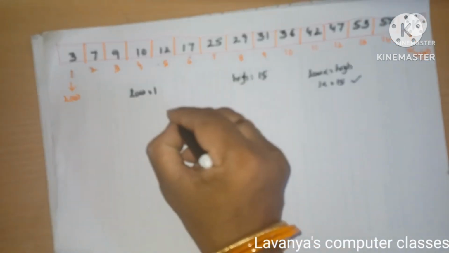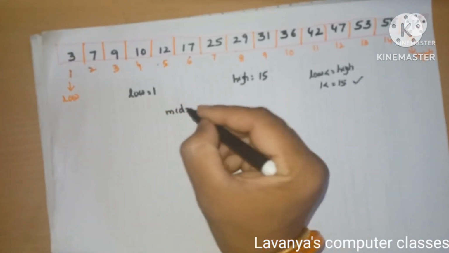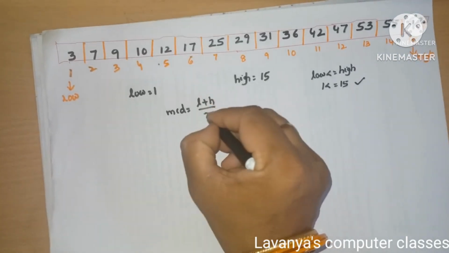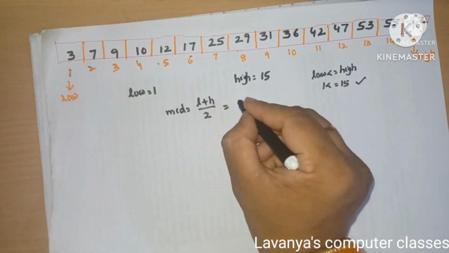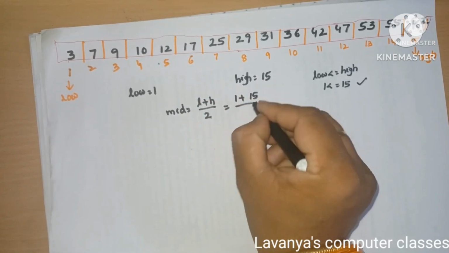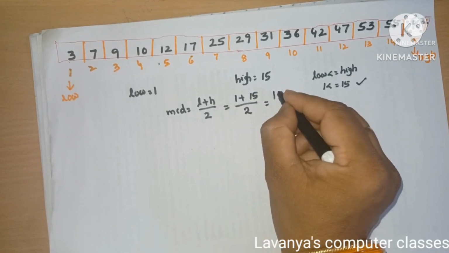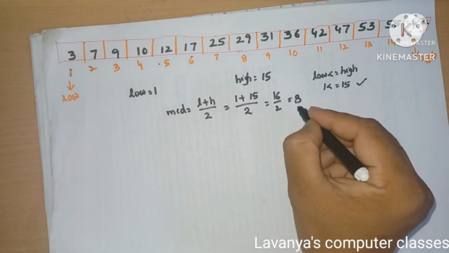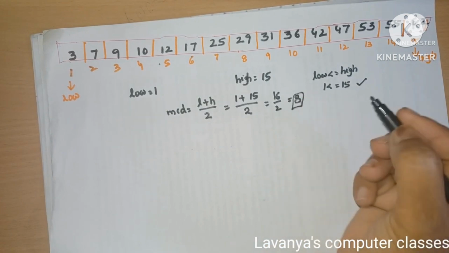Once the condition is true, what do we have to do? We calculate the mid element. How can we calculate mid? Mid equal to low plus high by 2. What is our low element? 1. What is our high element? 15. 1 plus 15 by 2, that is 16 by 2, that is 8. So the middle element is at position 8.